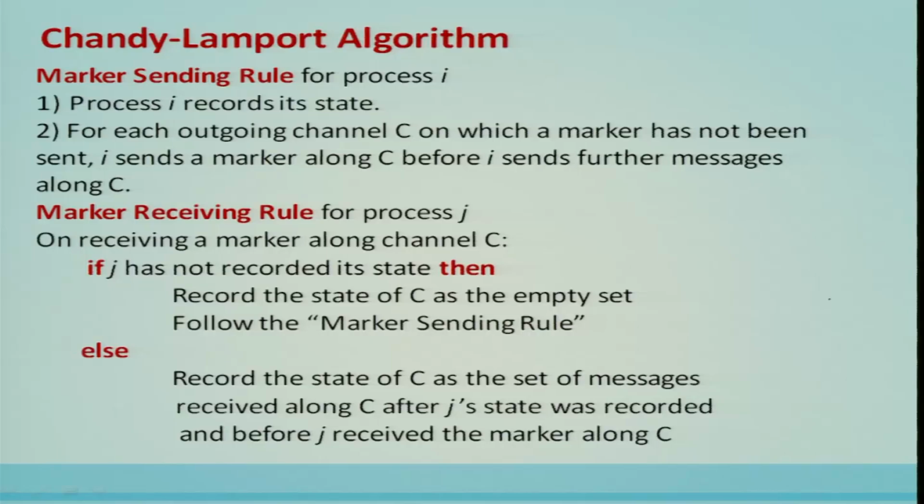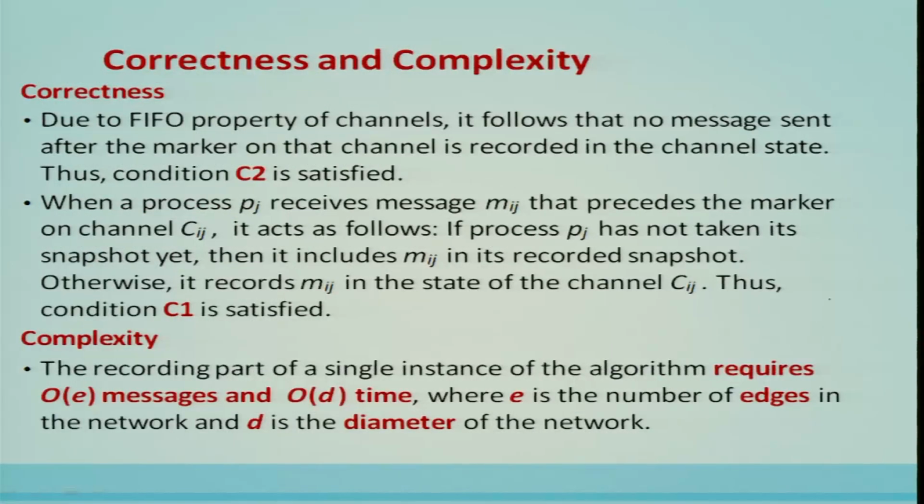So the Chandy-Lamport algorithm has two different rules: the marker sending rule for a process I and the marker receiving rule for a process J. The marker sending rule will make process I record its state, and it will also send the marker on each outgoing channel. Similarly, the marker receiving rule for a process J has two conditions: on receiving the marker along channel C, if J has not recorded, then it will record the state of the channel as empty and also record its process state according to the marker sending rule. If process J has already recorded, then it will record the state of channel C as the set of messages received along C after J's state was recorded and before J received the marker along C. First we have to see the correctness and complexity of this algorithm, and then we will explain it through an example.